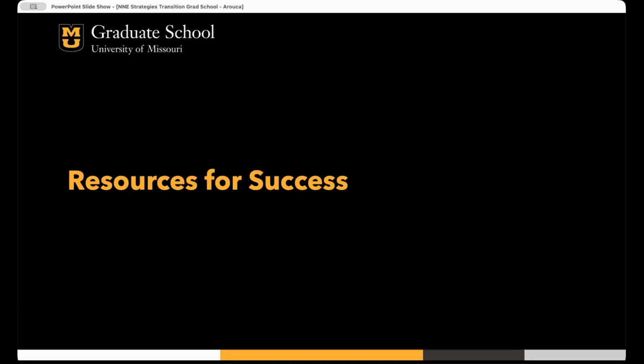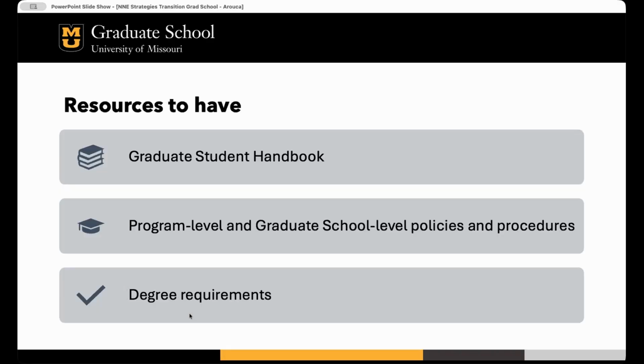The second part that I wanted to talk about is resources. So as you're entering this new journey, whatever institution you're entering and city that you're moving to, you're trying to find what resources will help you. In terms of academics, things that at the institution you must have are a graduate student handbook.